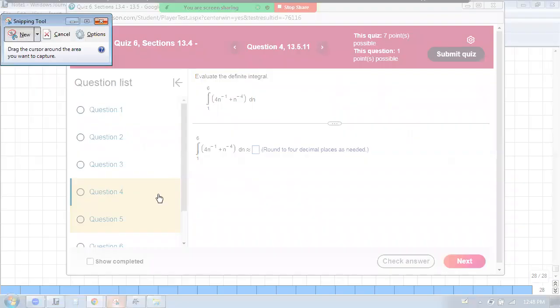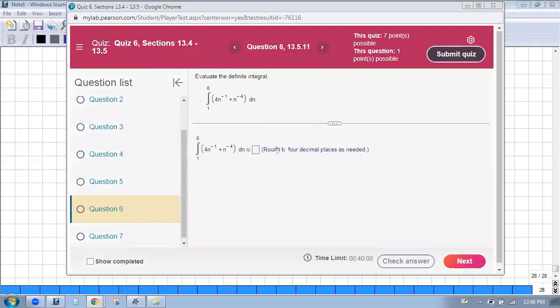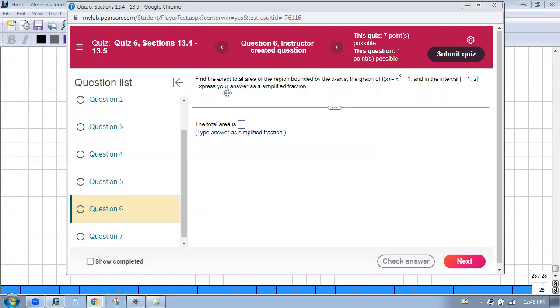6. All right. Is this the one where we type it into Mathematica? No. So Wolfram Alpha.